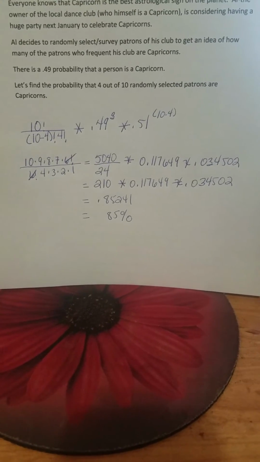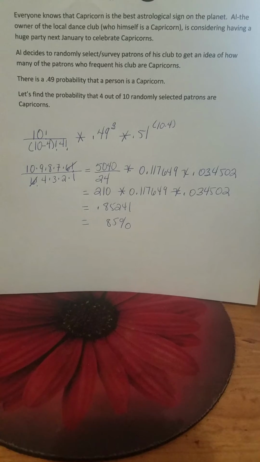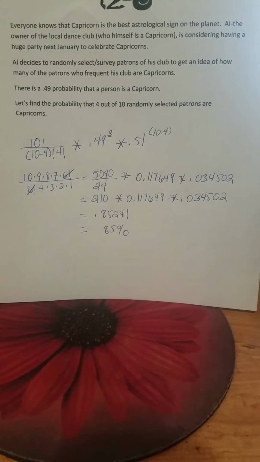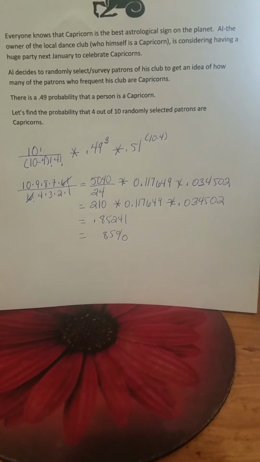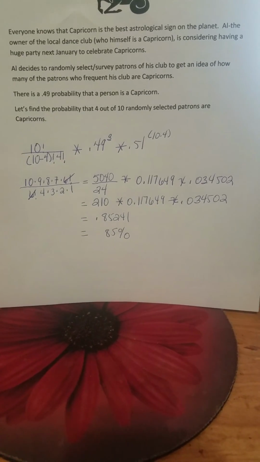And once we add all our numbers up, multiply them together, we end up with a 0.85241, which gives us a probability of 4 of 10 patrons that frequent Al's club happen to be Capricorns, the best sign on the planet. That's a pretty good number.